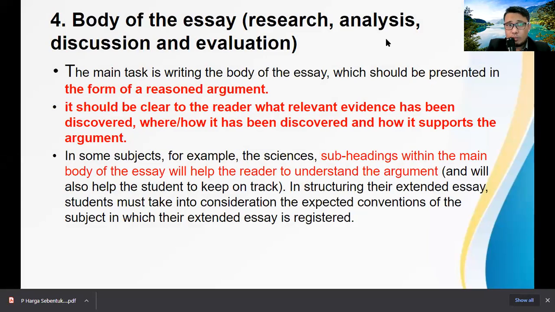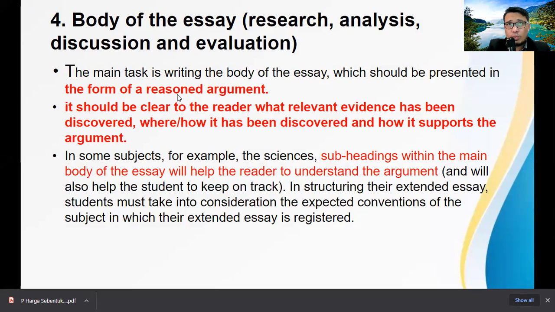And the fourth one would be the body of the essay itself. So here, in the main body, there is supposed to be the progress of your research, and then the analysis, the discussion, and also the evaluation. So findings and discussion are here in the body of the essay. The main body task is writing the body of the essay, which should be presented in the form of reasoned argument.